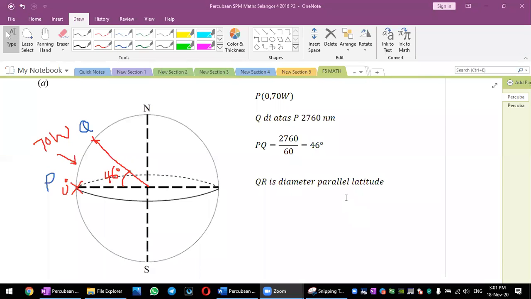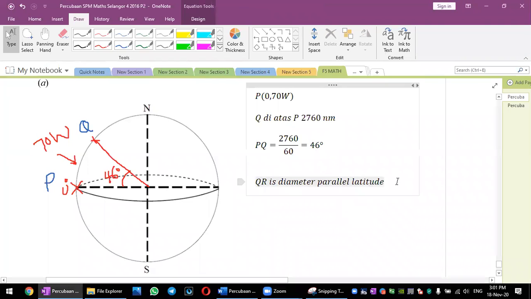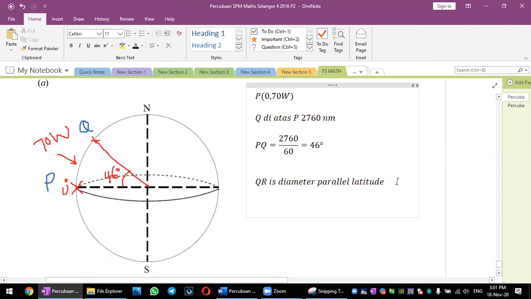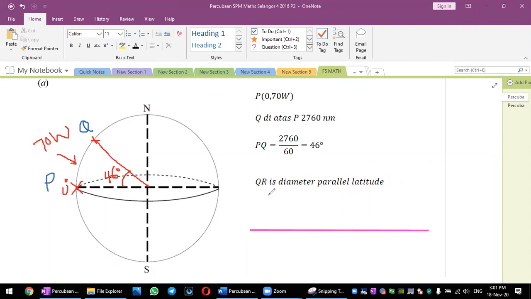Okay, lepas tu saya nak cari R pula. So QR is a diameter. So kalau QR is diameter, you see I think I draw for you like this. Q to R is diameter. So, sini Q, sini R. The total is what? The difference between QR is 180 diameter mah. So 180.